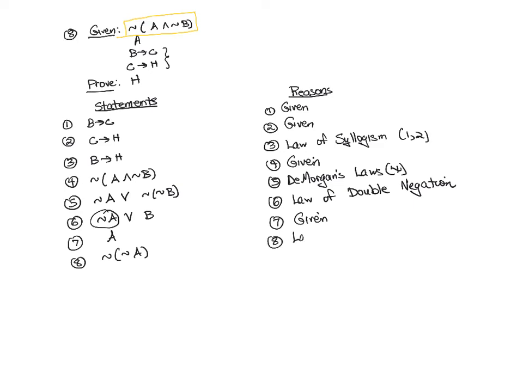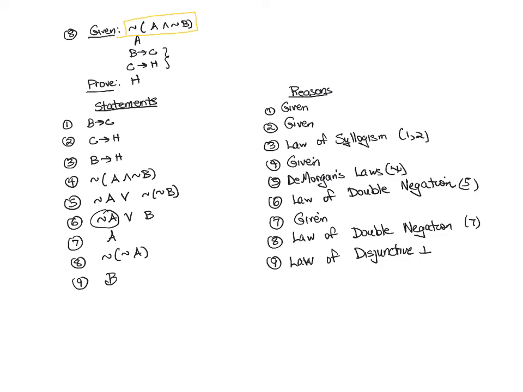Oh, I forgot to put down step 5 here. So this is the law of double negation. Step 7. And then finally, we could conclude B by the law of disjunctive inference with steps 6 and 8.